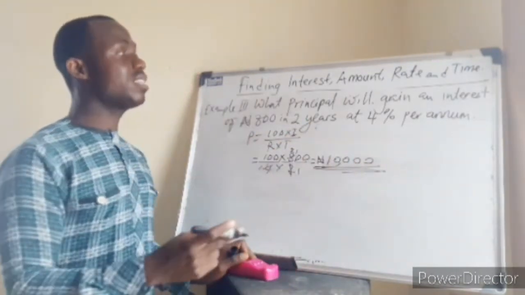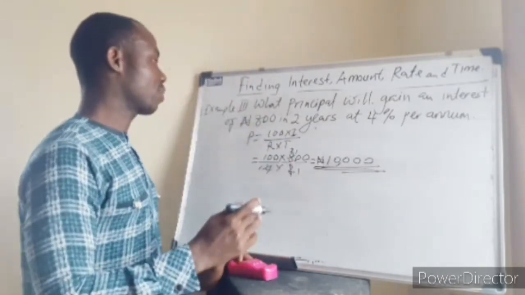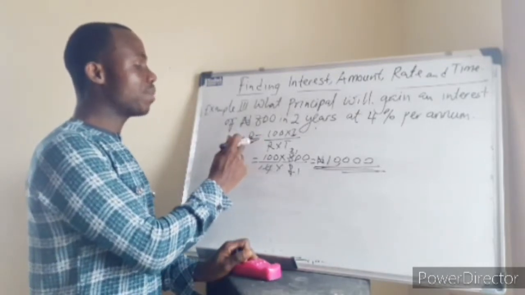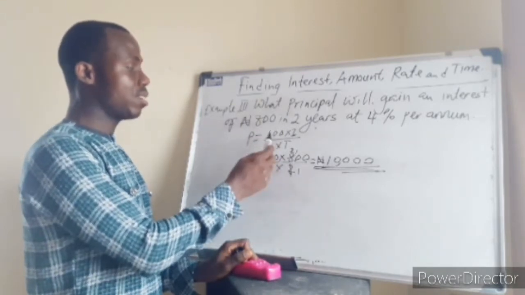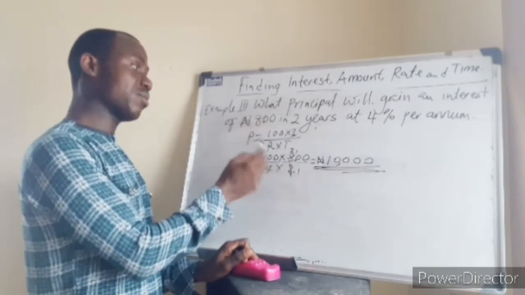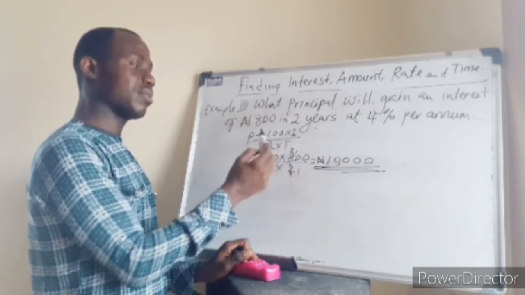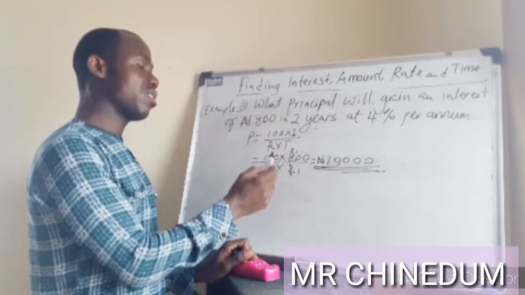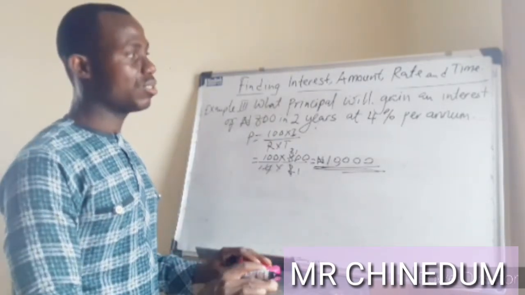So in calculating principal, rate, and time, it's very simple. It is the same formula. The only thing you need to do is change the position of the principal, rate, and time. Are you getting it? Principal is 100 times I all over rate times time. If you are looking for rate, it becomes rate equals 100 times I all over principal times time. If you are looking for time, it is still the same: time equals 100 times I all over principal times rate. It's very simple. This is just the trick in solving this type of question.